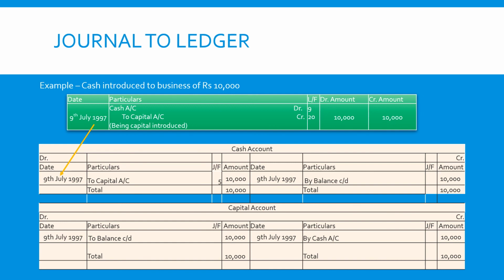So how do I record that? Since it's a debit of cash account, in my cash account I will write on the debit side: to capital. Always keep in mind that in the T format, when we are writing on the debit side we need to write it as to, and when we are writing on the credit side we need to write it as by. So in the cash ledger, I mention to capital of 10,000 rupees.